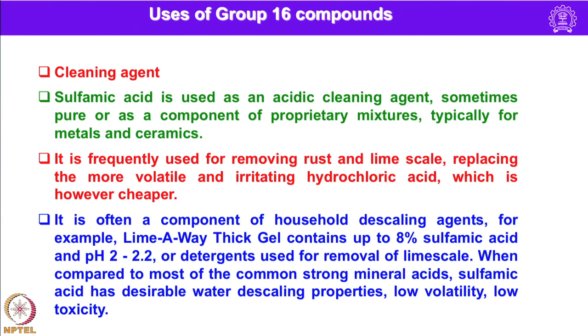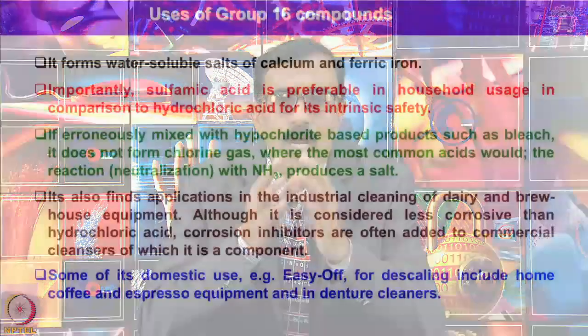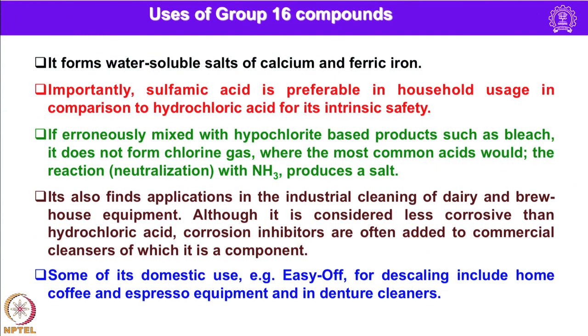When compared to most of the common strong mineral acids, sulfamic acid has desirable water descaling properties and low volatility with low toxicity. And it forms water soluble salts of calcium and ferric ion. Importantly, sulfamic acid is preferable in household usage in comparison to hydrochloric acid for its intrinsic safety. If erroneously mixed with hypochlorite based products such as bleach, it does not form chlorine gas, where the most common acids would. The reaction with NH3 produces a salt.